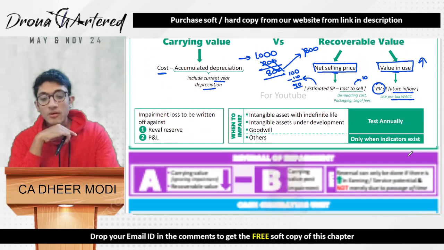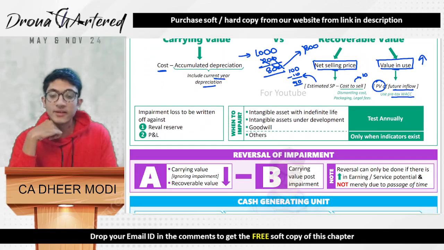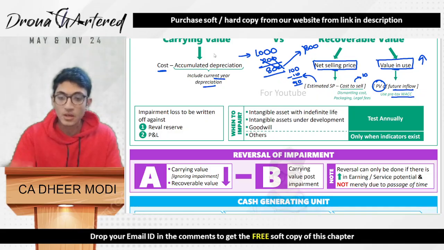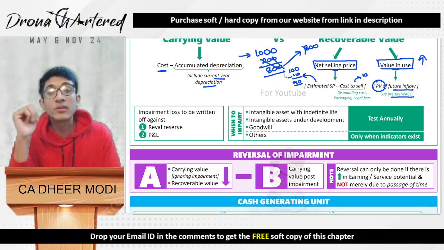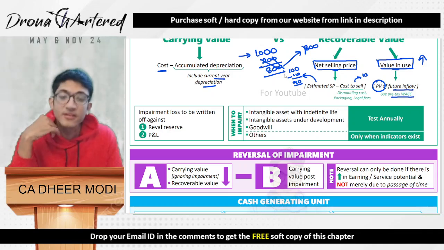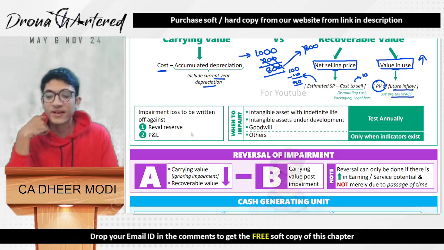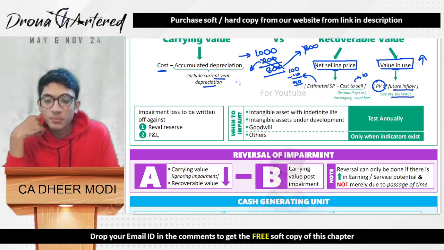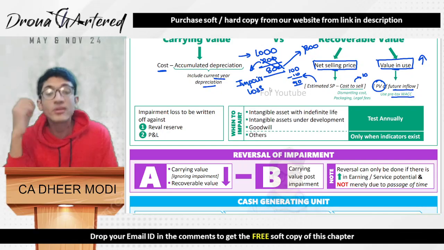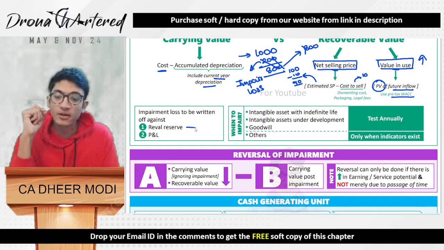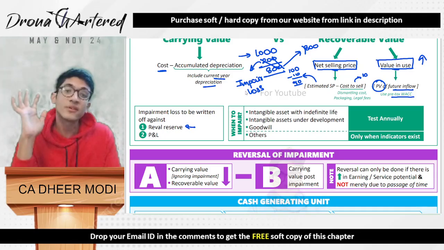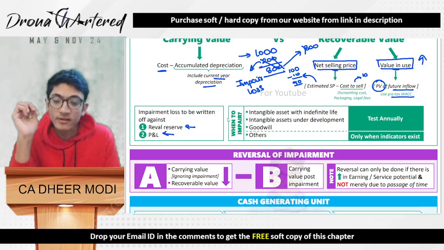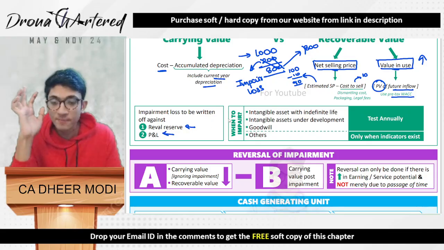Okay, now in the case we discussed, where we reduce 200, where will we be giving this 200 effect? This 200 rupees is your impairment loss, that is loss due to impairment. This will first be written off against any revaluation reserve. If you have any revaluation reserve, first it will be written off against revaluation reserve, and then it will be written against your P&L, that is your profit and loss.